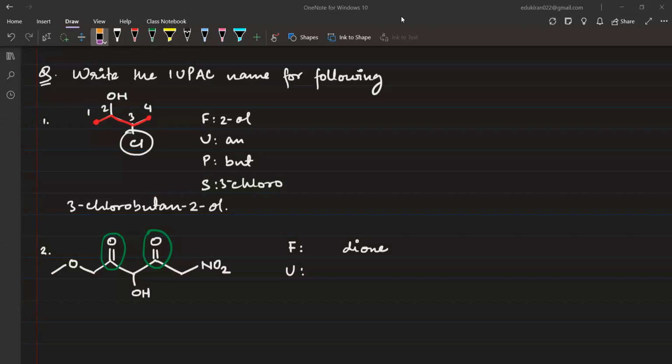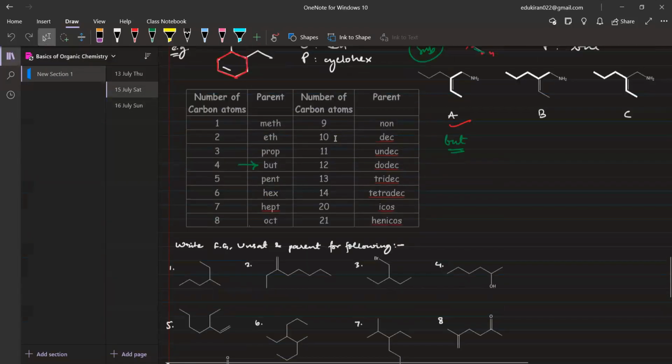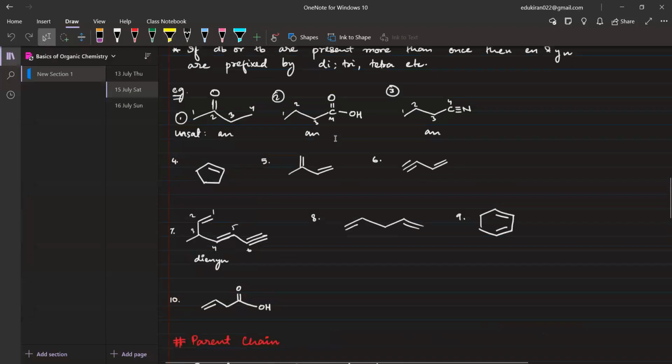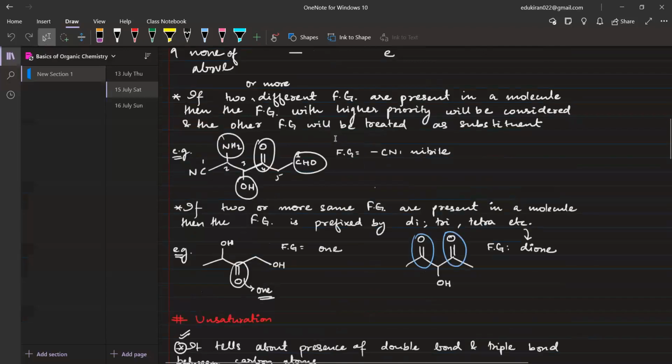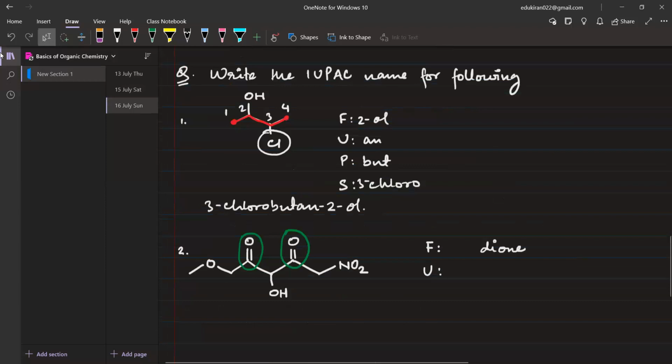Fia, can you please explain why? Yes, sir, because there are 2 double bonds, so we can write diene. Yesterday only I told, right? I think you have to reread that part. When we talk about unsaturation, please read that part. It tells about the presence of double bond and triple bond between carbon atoms. So you want to change your answer now?